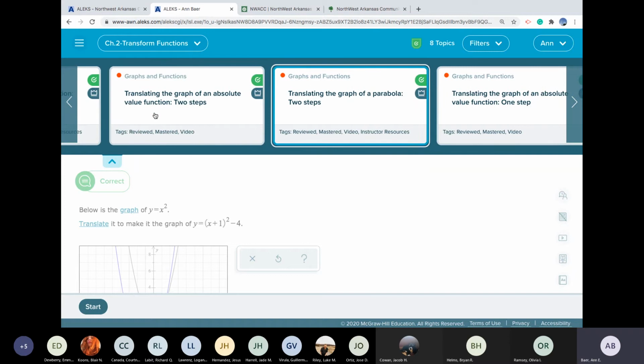So how about this one? Translating the graph of an absolute value function, 2 steps.